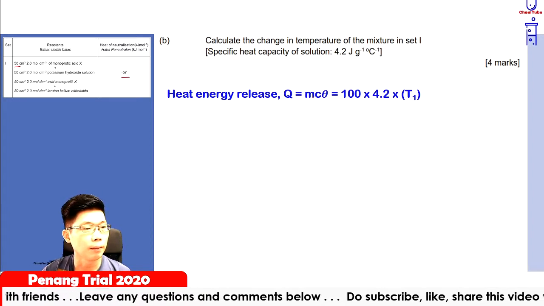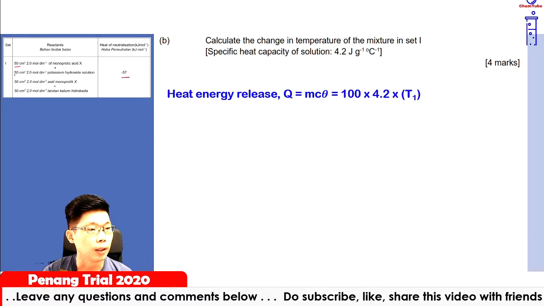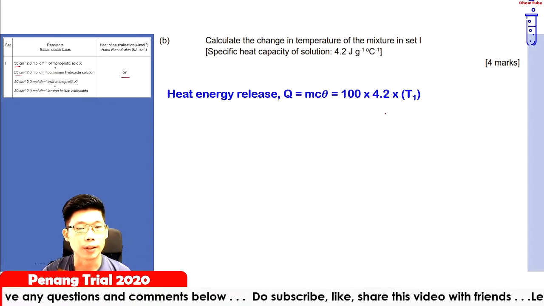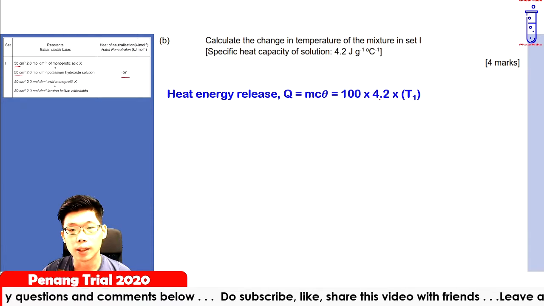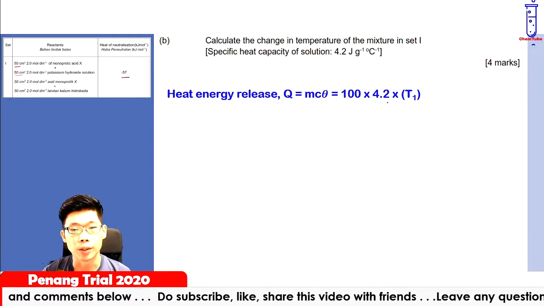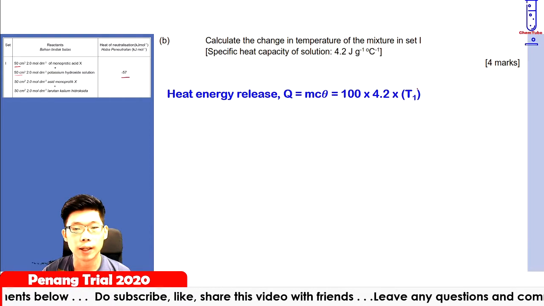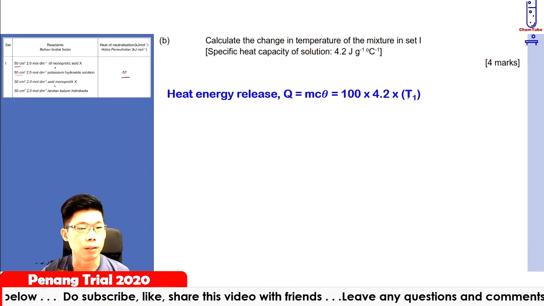So the m given is 50 plus 50, so 100. The specific heat capacity is 4.2. Then T1 is the temperature change. So we put this first. Later on we have to come back here to find the T1.